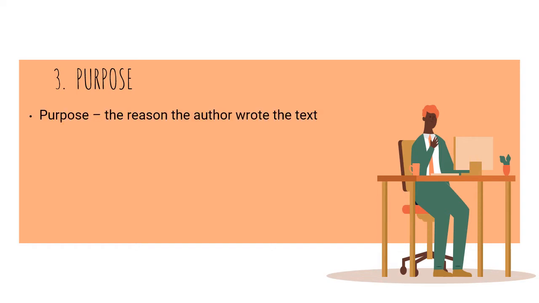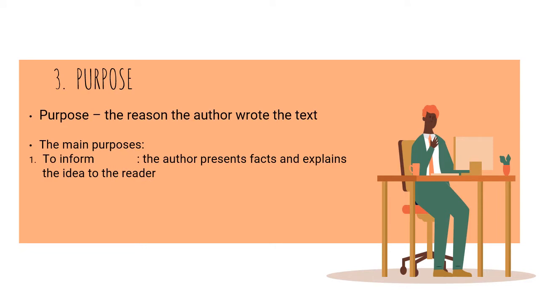The third critical reading skill is about purpose. To evaluate a piece of writing, you need to ask not only who wrote it, but also why it was written. It is related to the writer's purpose. There are three main purposes for writing. The first one is to inform.